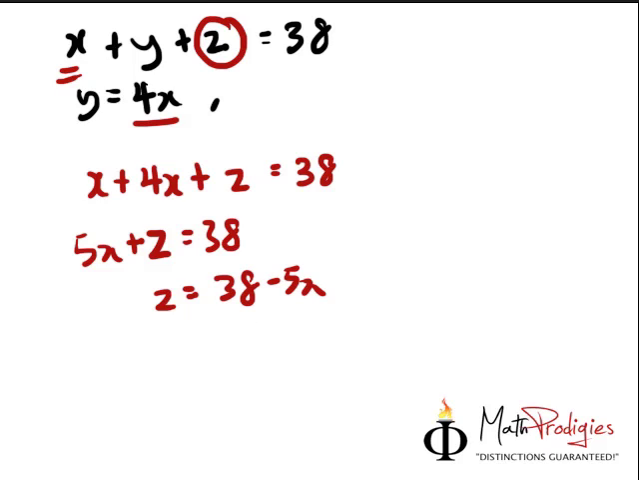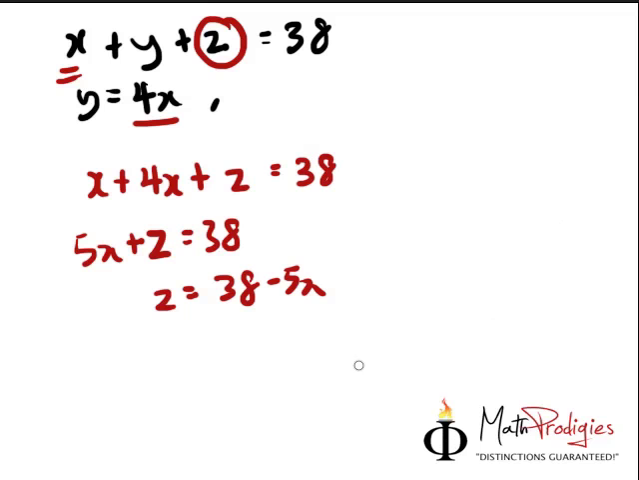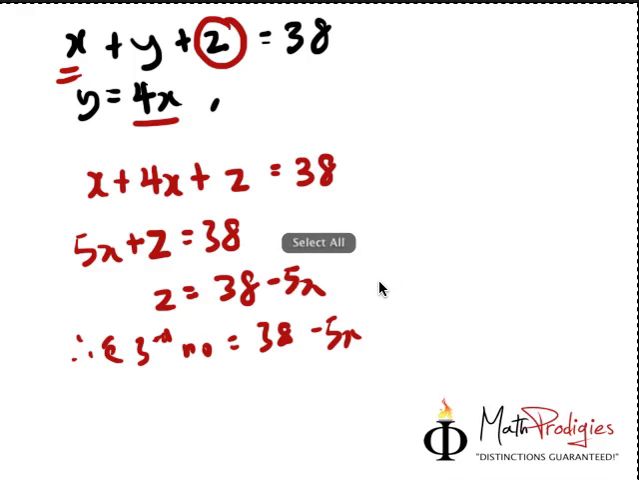Okay, let's check the answer. Let's check the thing again. Yes. Therefore, the expression for the third number is 38 minus 5x. Bam! Simple stuff. Okay, let's go on to the second part of the question.